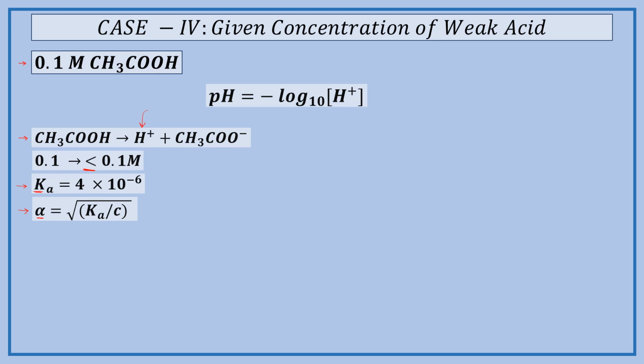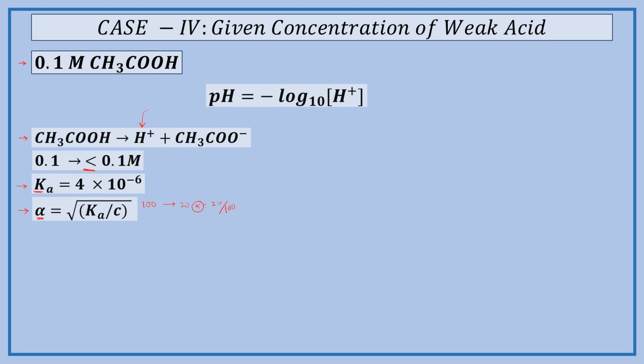This alpha tells us about the fraction of molecules which undergo dissociation. Let us say we have just 100 molecules in a container, and out of these 20 molecules undergo dissociation. Then alpha will become 20 upon 100. This fraction will be equal to the degree of dissociation of the acid.